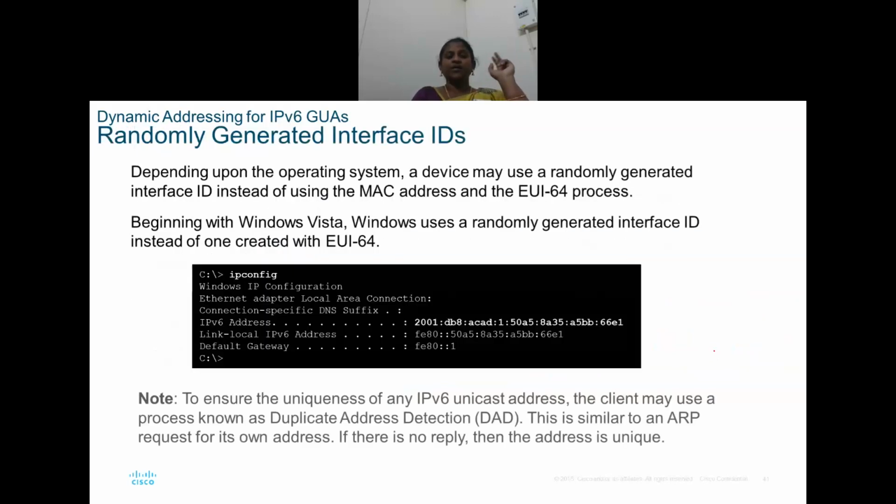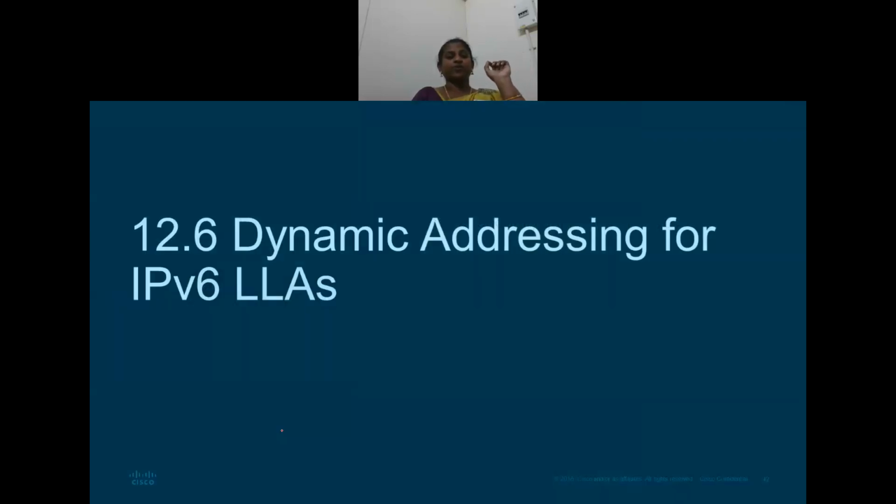This is an example of a randomly generated IP version 6 address. Now you may ask a question, ma'am, as it is generating at random, what if they are equal? If any two IP addresses in the network are equal, that is avoided by means of duplicate address detection, a process you will be learning in the coming modules. It is similar to ARP in IP version 4. There is a process called duplicate address detection, which tells you there is a duplicate address, and then they reconfigure it.